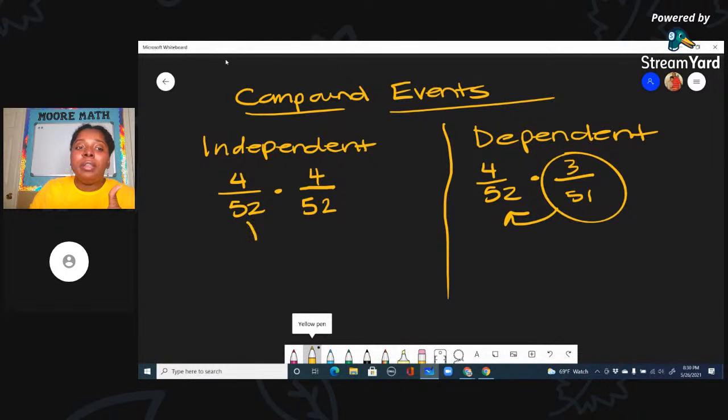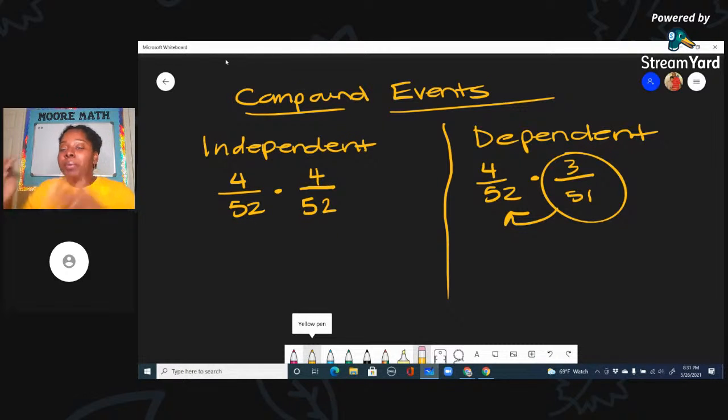So in this one, I had a 4 out of 52 chance of pulling an ace. And then I did it again. I put it back. So now I'm starting as if it's brand new. Now I still have a 4 out of 52 chance for my second one. Okay, and you would multiply those two together.